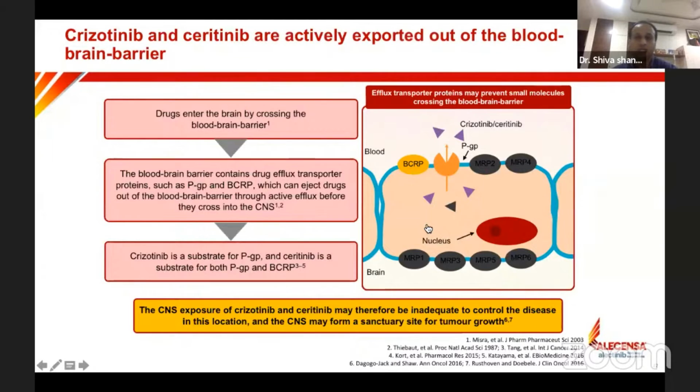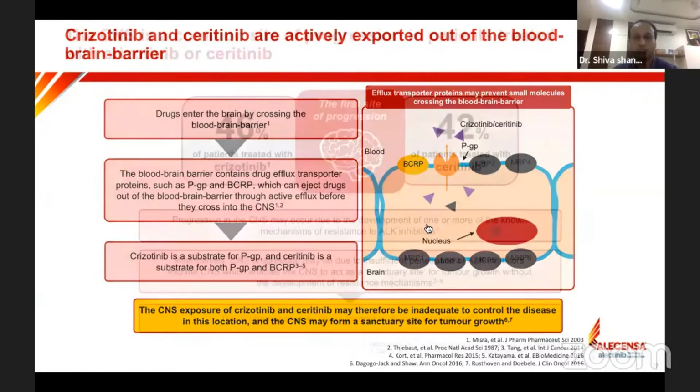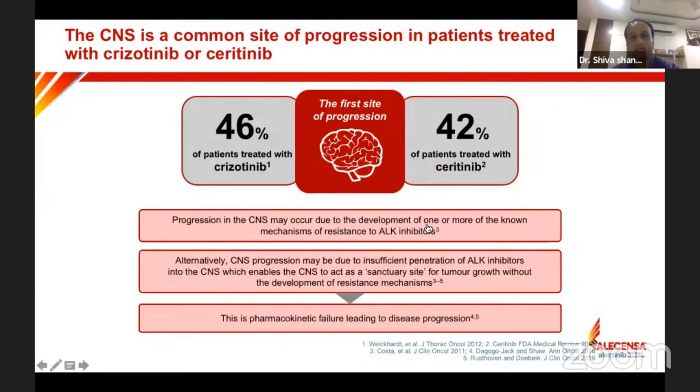Similar to crizotinib, again, it is actively pumped out by P glycoprotein. So again, the availability of ceritinib in the central nervous system is low because of the same. So similar intracranial response rates were seen with crizotinib and ceritinib. And also the first site of progression in both crizotinib and ceritinib were roughly around 46% and 42%.